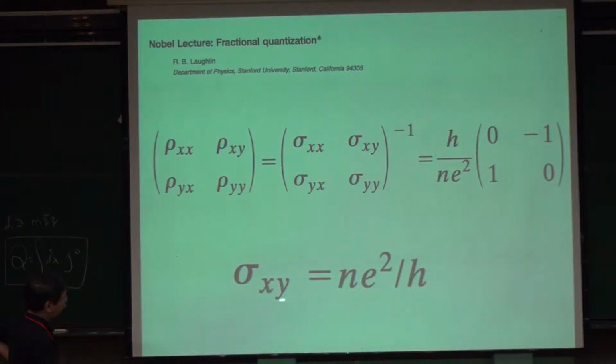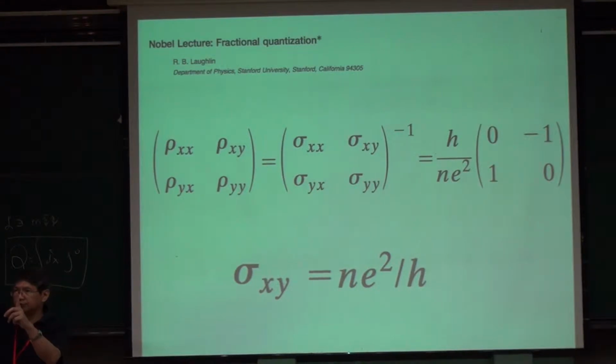Sigma xy, the whole conductance, is ne squared over h. Now remember that compared to the one-dimensional case, we do not have a factor of 2. The reason is that the factor of 2 arises from the spin up and spin down degrees of freedom. But here we have a strong external magnetic field, so the spin of the electrons is fixed. So we don't have this factor of 2, but still it is e squared over h times an integer.